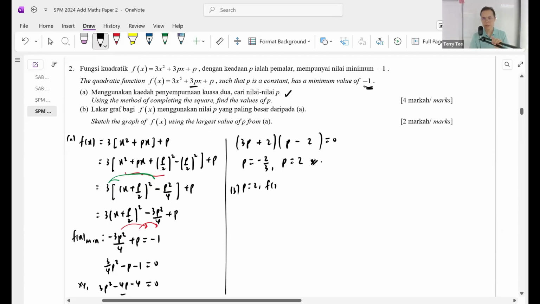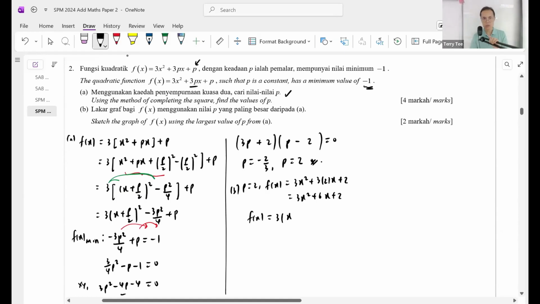Okay, for me, before I sketch a graph, the 2 functions that are important, one is the general form, one is the vertex form. This is your vertex form. So I think we take the vertex and take both. I'll take the general form first. The general form is 3, put 2 inside, 3 times x squared plus 2x plus 2. This is 3x squared plus 6x plus 2. Your vertex form is 3.